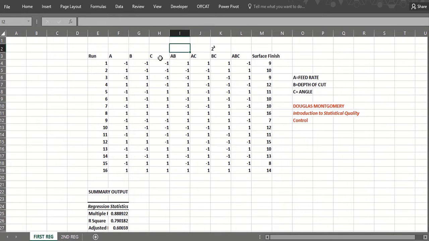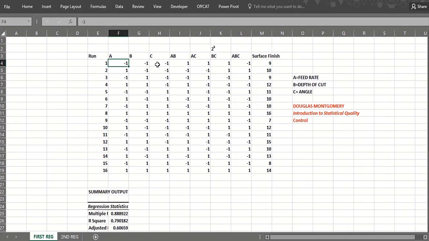So here we'll do a 2 to the third design, where we've got three factors: feed rate, depth of cut, and angle. We're trying to understand how these factors affect surface finish. A lower surface finish turns out to be better. So what you usually do is use two levels of each factor, low and high, to understand what's going on. Or you could use three levels, low, medium, and high. That gets a bit more complicated.